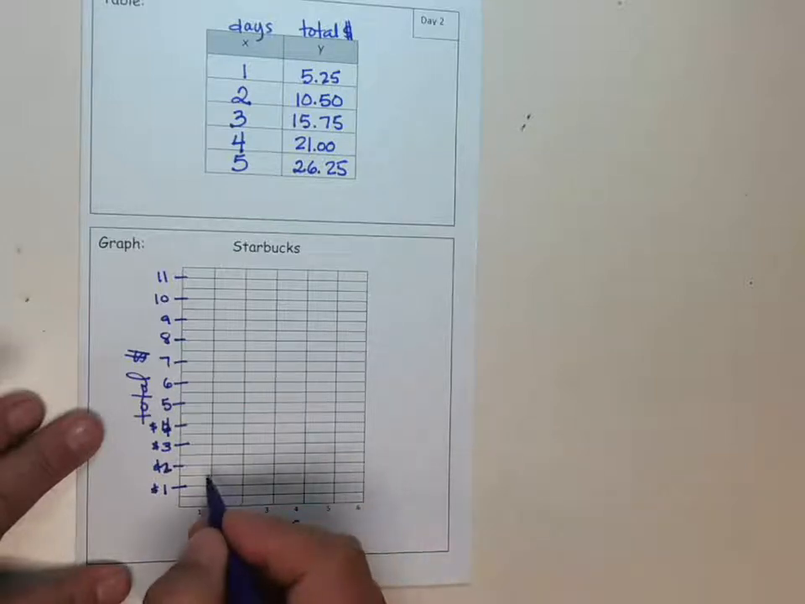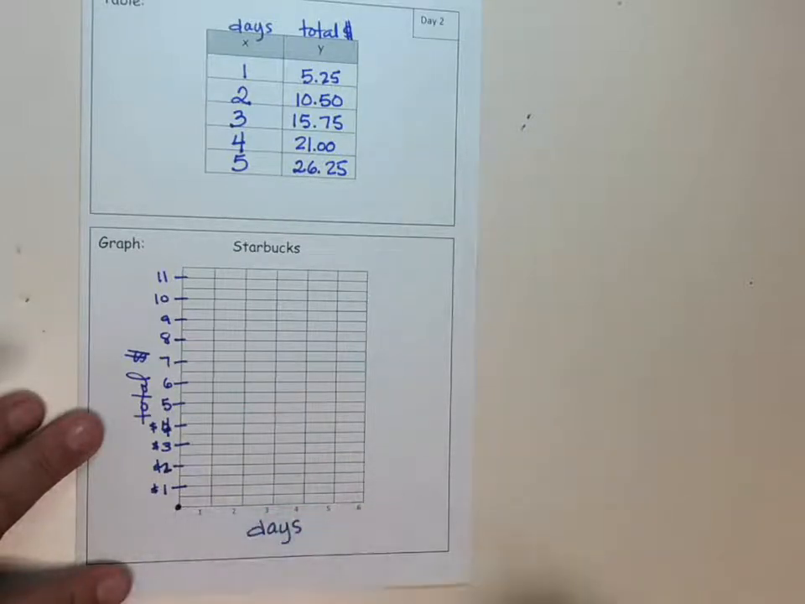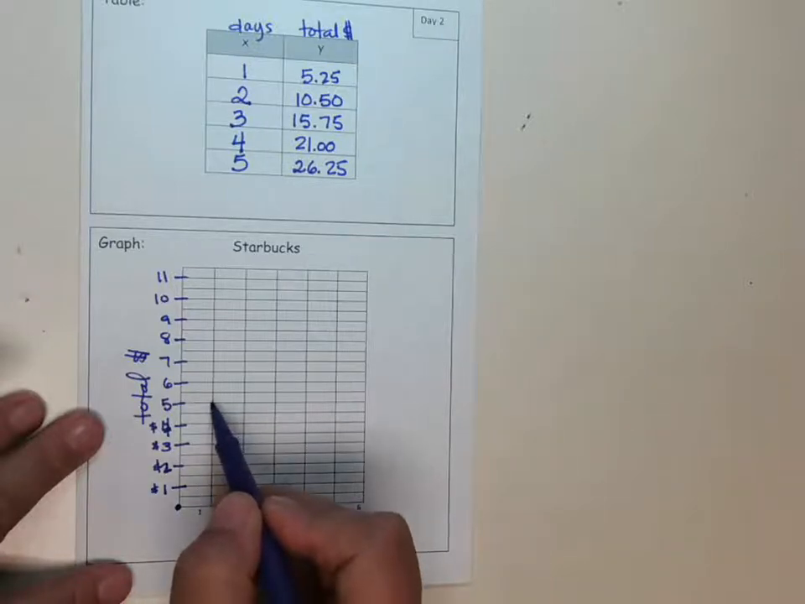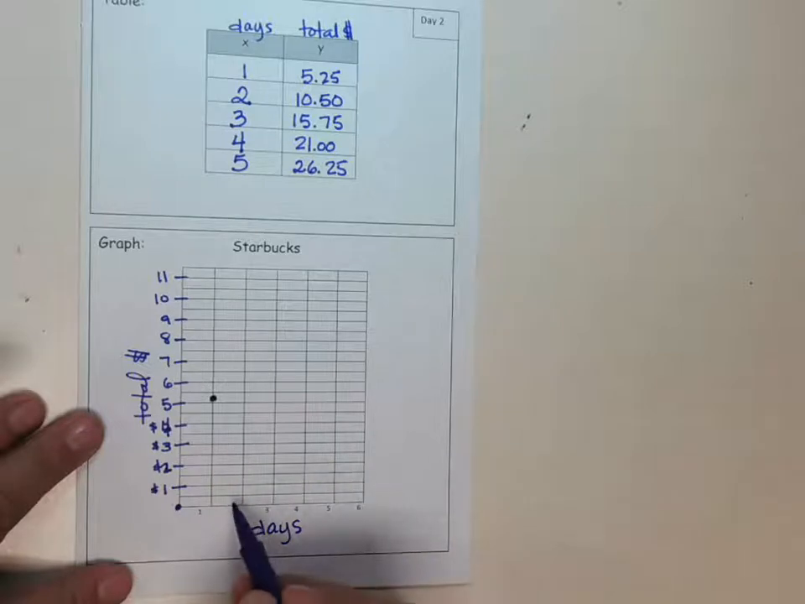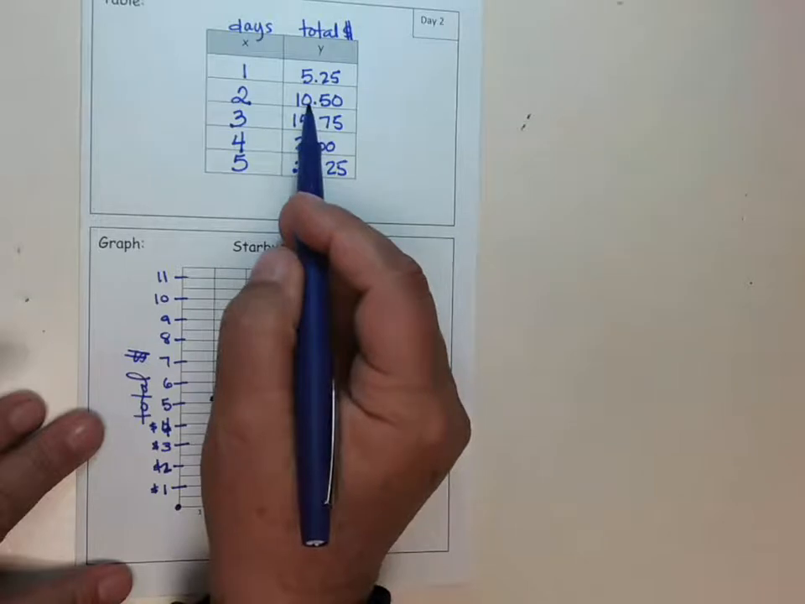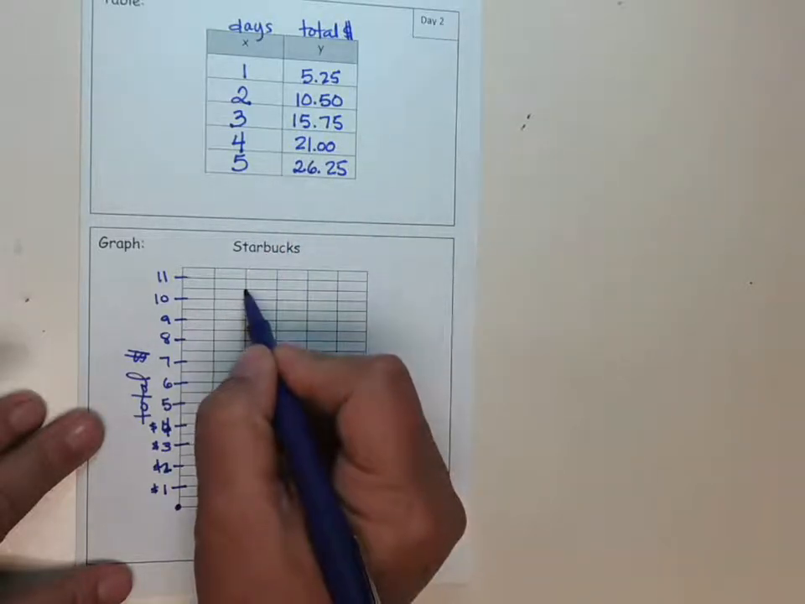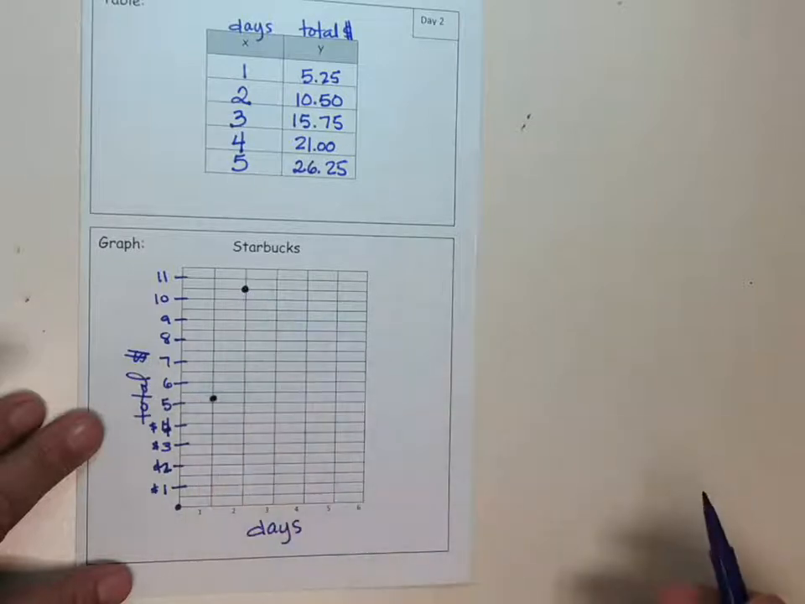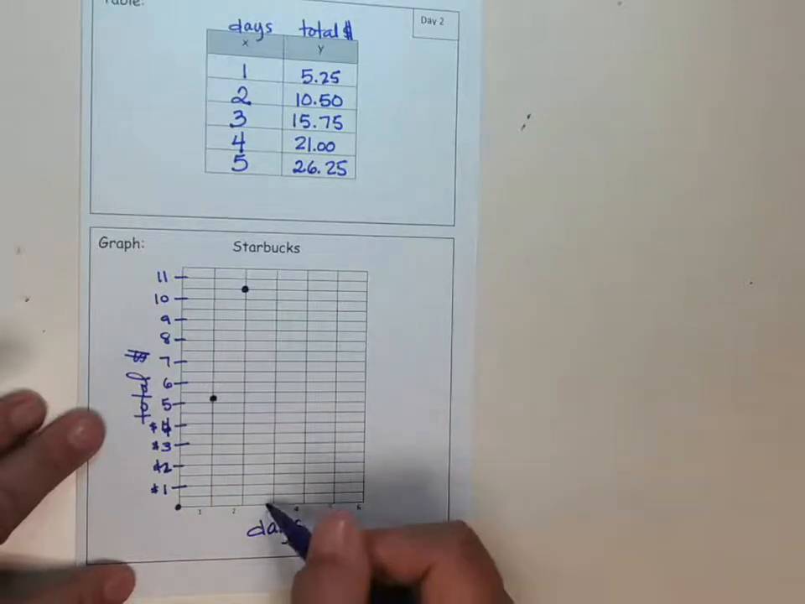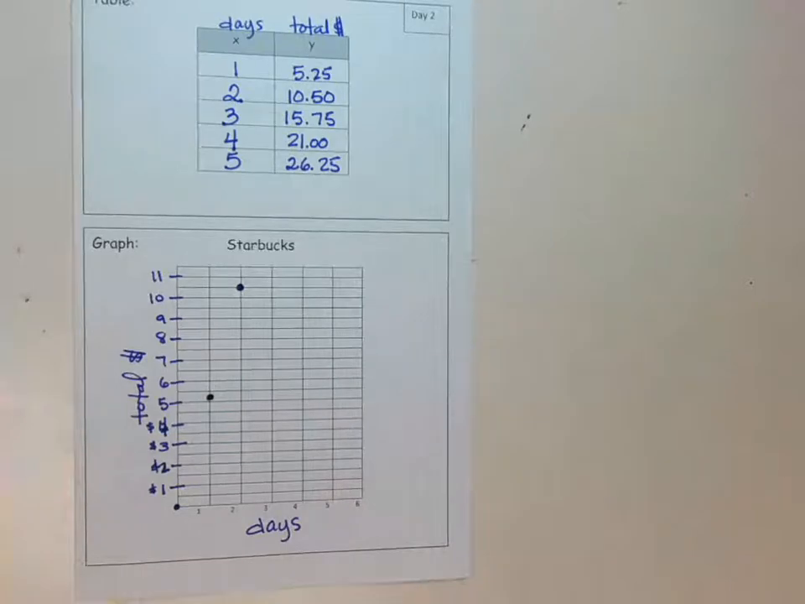So on 0 days, I spent $0. Mr. Morgan is a happy, happy man. If I go 1 day, I spend $5.25. So I'm going to go $5.25. It's going to land about there. Okay, if I go 2 days, it's $10.50. I'm getting this money from right here. So 2 days is $10.50. Okay, 3 days, I'm off the charts.